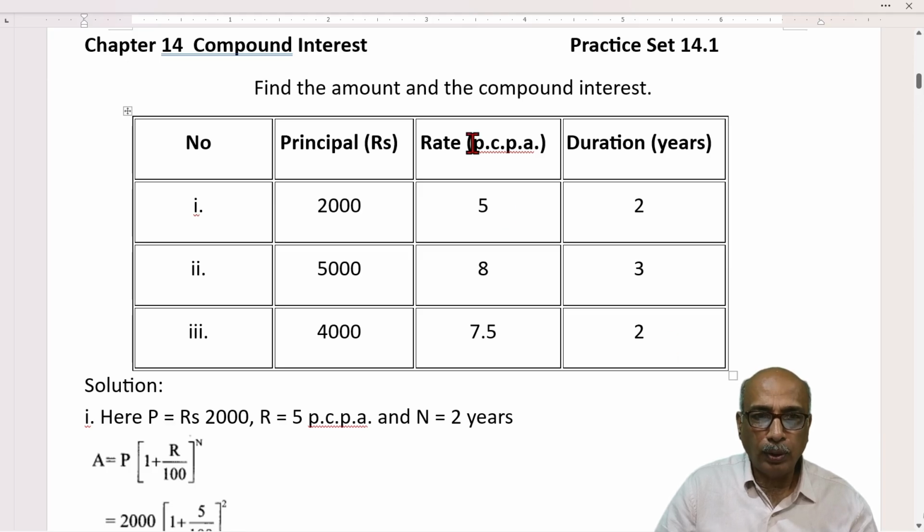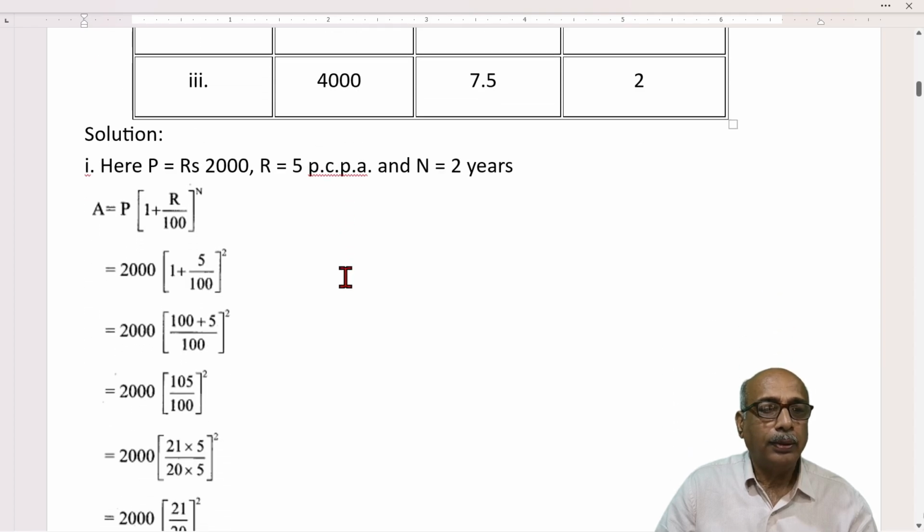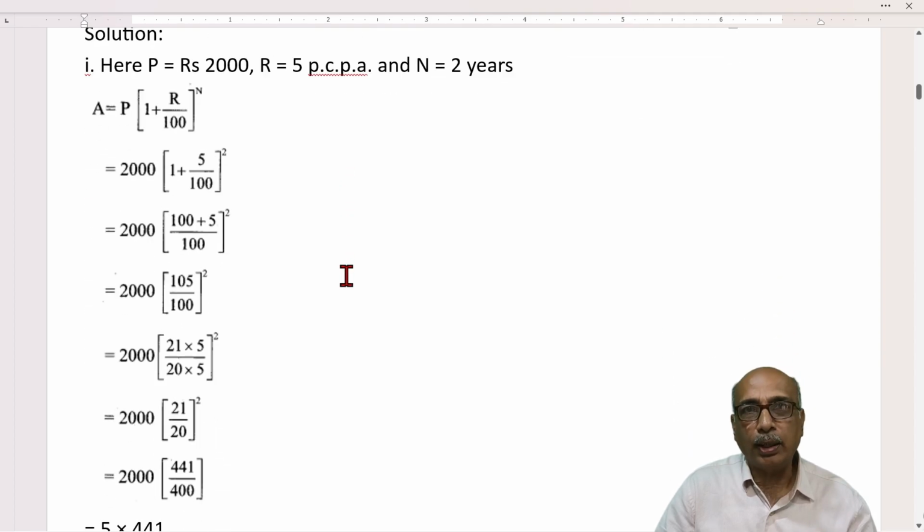Find the amount and the compound interest. Here the table is given: principal amount, rate of interest percent per annum. In short we write PCPA, percent per annum. Duration is given in years: 2, 3, 2. So now we are going to apply the formula to calculate the compound interest.